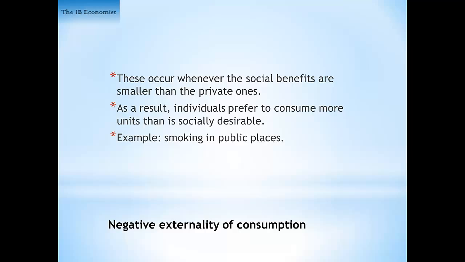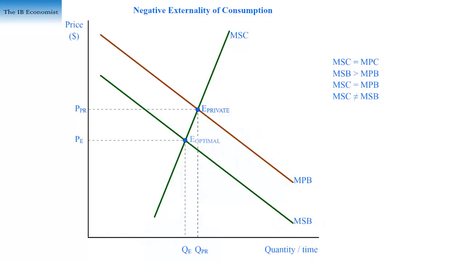Let's have a look at the graphical illustration. In this case, once again, we have a different marginal private benefit and marginal social benefit. Like in the previous example, the marginal social cost is just a single line to represent that there is no difference between the marginal social cost and the marginal private cost. However, the marginal private benefit is greater than the marginal social benefit at all levels of output.